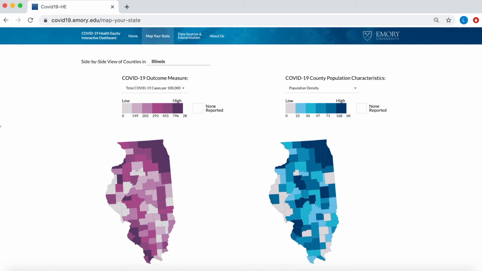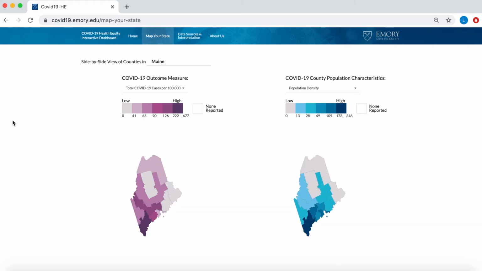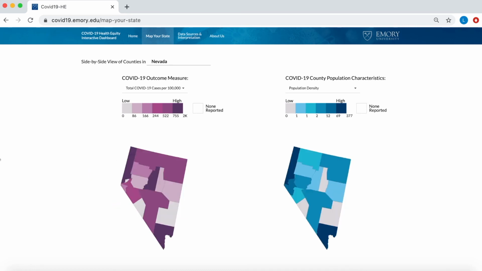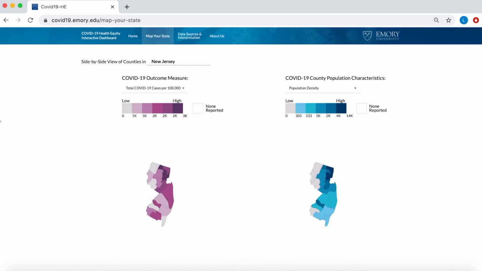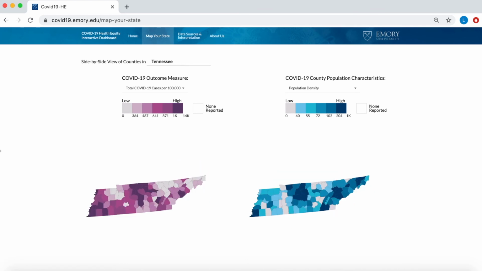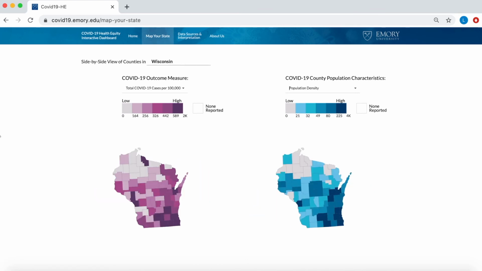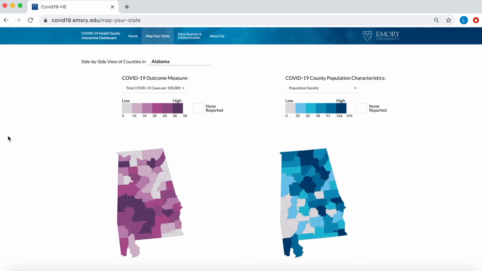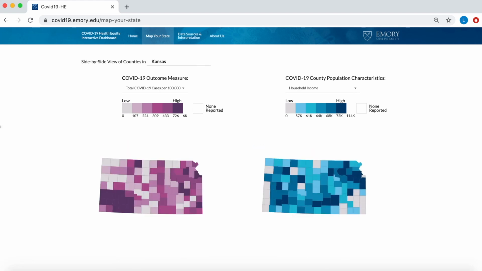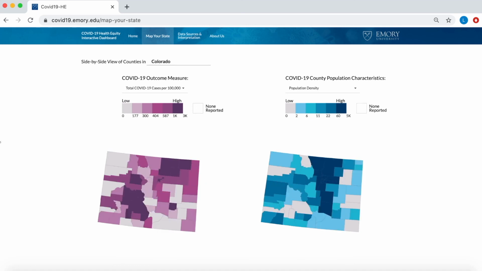We can see a relationship where higher density areas have higher COVID-19 case rates in Illinois, Maine, Michigan, Nebraska, Nevada, New Hampshire, New Jersey, New York, Pennsylvania, Tennessee, and Wisconsin. But we see the opposite effect where areas with lower population density have higher case rates in Alabama, Georgia, and Kansas. And then there are states like Colorado, where the case rate is more mixed between both highly urban and very rural areas.